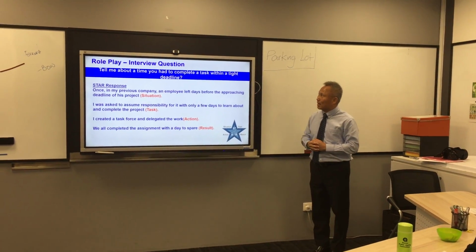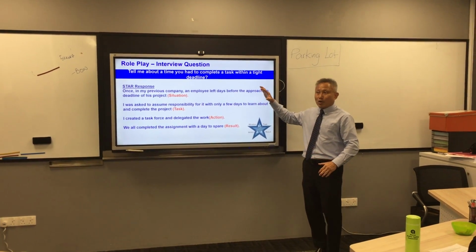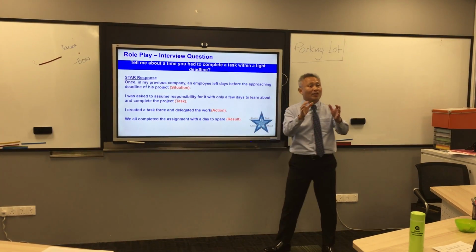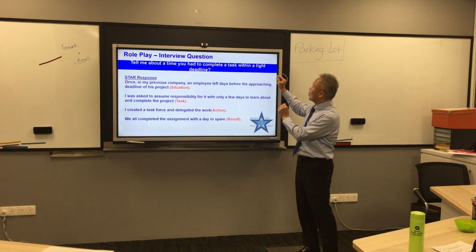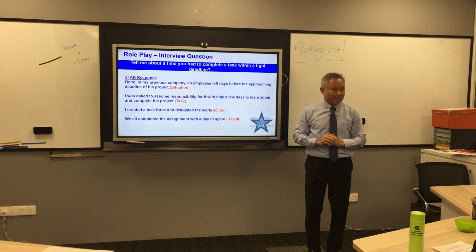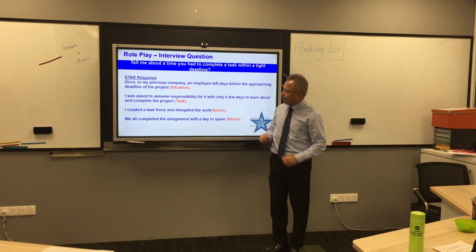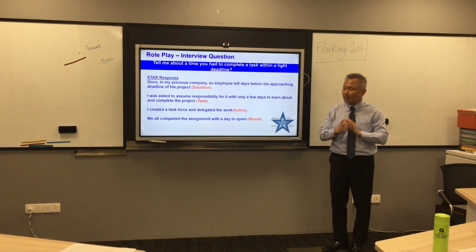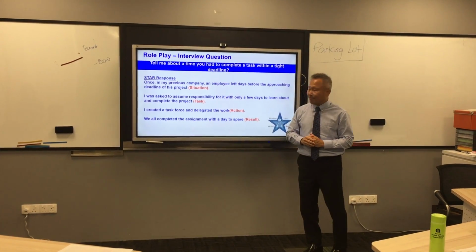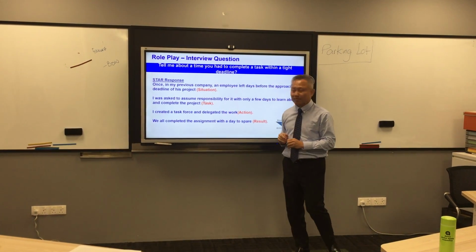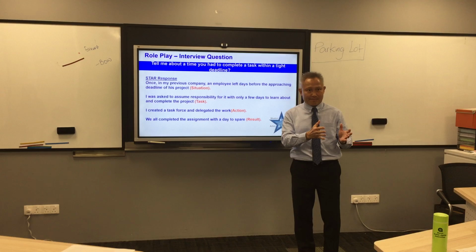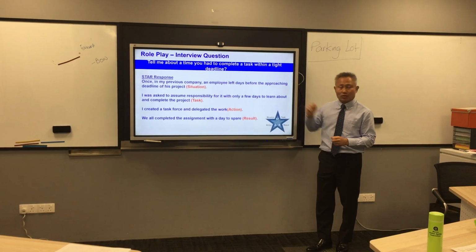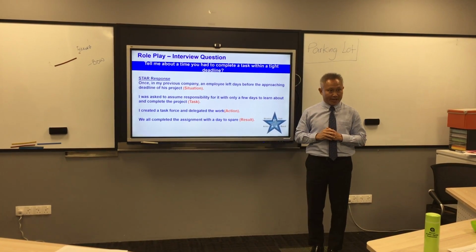Okay, let me come back to this interview question. So, let me demonstrate what is an effective application. Here's the situation, where the question is targeting whether you are able to demonstrate working with tight deadlines. This is called the Jason situation. It said that in his previous company, an employee left before approaching the deadline of the project. So the situation is, the employee has left, and then there is a project timeline to meet. And what was the task? He was asked to assume the responsibility of this project.